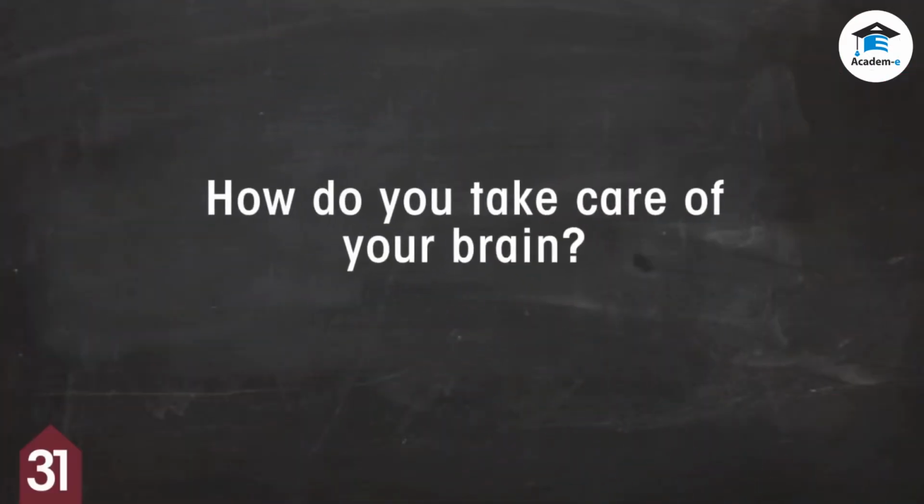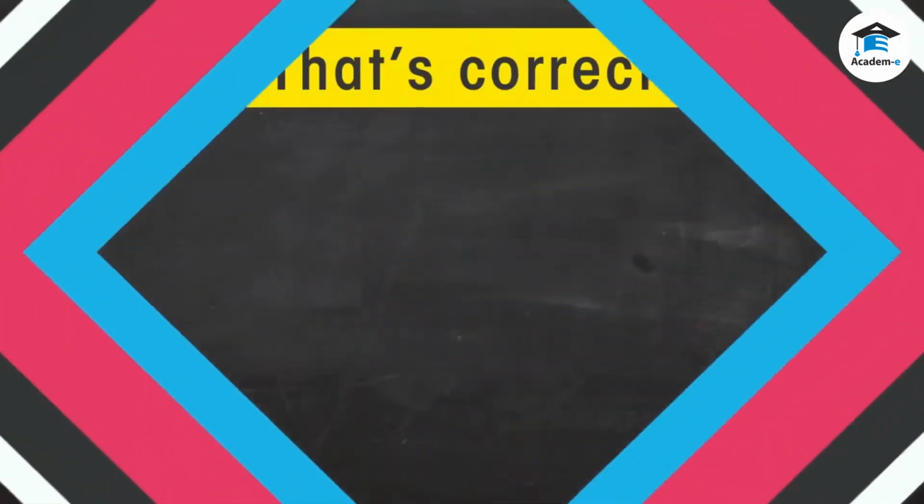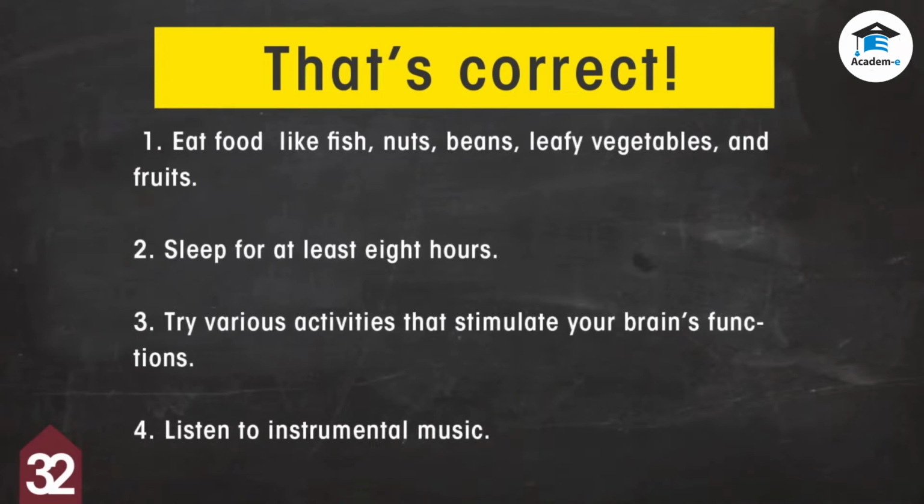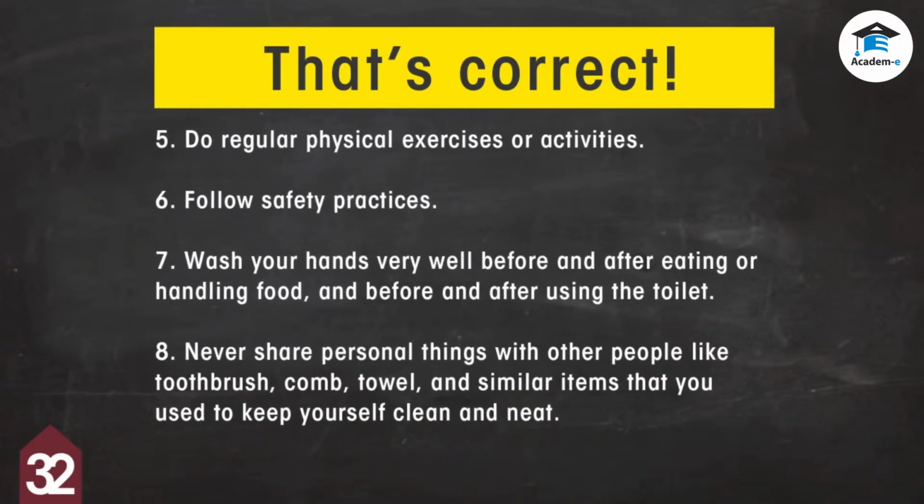How do you take care of your brain? That's correct. 1. Eat food like fish, nuts, beans, leafy vegetables, and fruits. 2. Sleep for at least 8 hours. 3. Try various activities that stimulate your brain's functions. 4. Listen to instrumental music. 5. Do regular physical exercises or activities. 6. Follow safety practices.